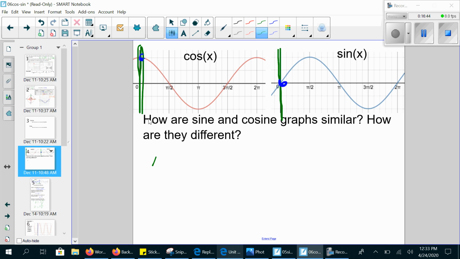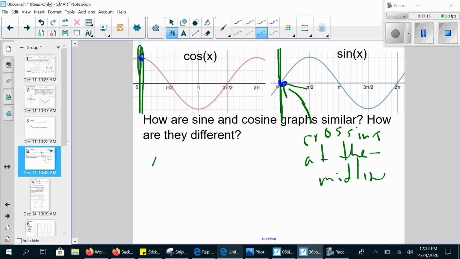So if we go back to this, we said that the cosine graph crossed at that maximum of 1, and the sine graph crossed at 0 here. We now have a vocabulary word for where the sine graph is crossing the y-axis. What important point is this? We're crossing at the midline. So cosine graphs will cross the y-axis at the maximum or the minimum of the pattern. Sine graphs will cross the y-axis at the midline.